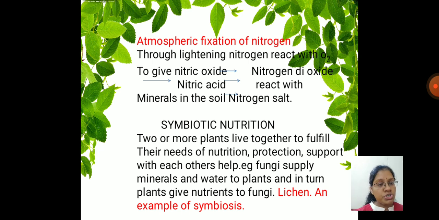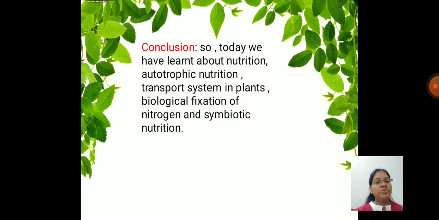Another example of symbiotic nutrition is a lichen. It is an example of symbiosis where the algae and the fungi benefit each other. So this type of nutrition is called symbiotic nutrition. So all plants, by one method or another, take in nutrition. Understood, students? Today we have learnt about nutrition, autotrophic nutrition, the transport system in plants, biological fixation of nitrogen, and symbiotic nutrition. You understood all these things?